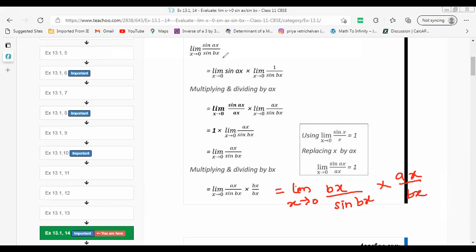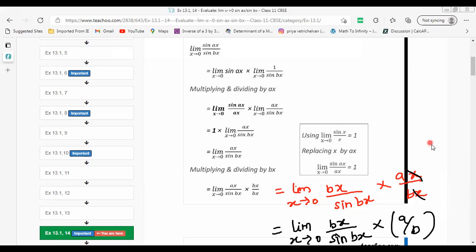So now what I can do is simplify this ax upon bx as a by b. I can cancel out the similar terms. So it will be limit x approaches 0 bx upon sin bx times a by b. I'm going to simplify this further.